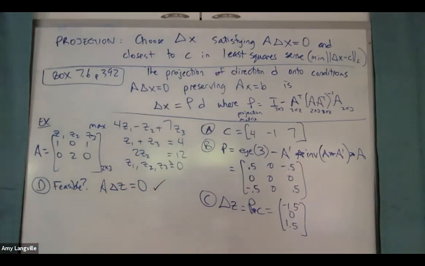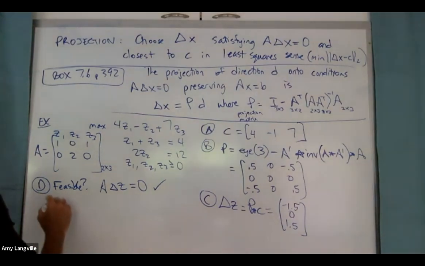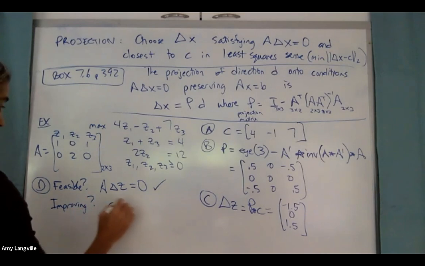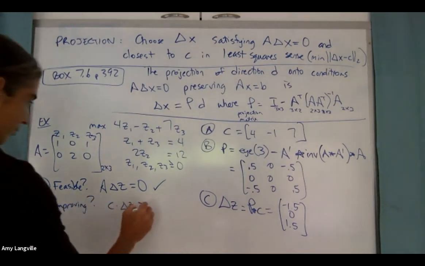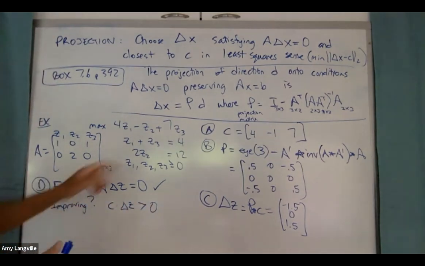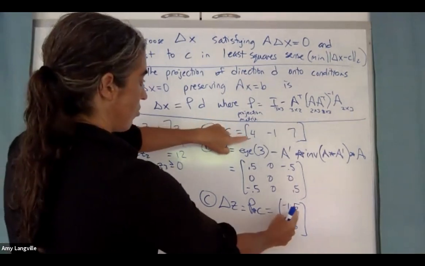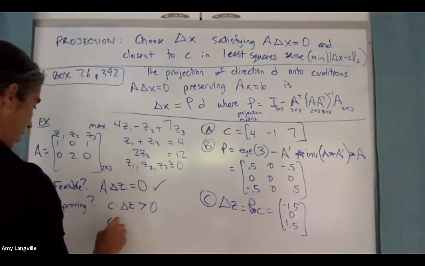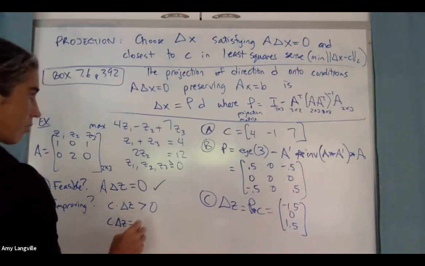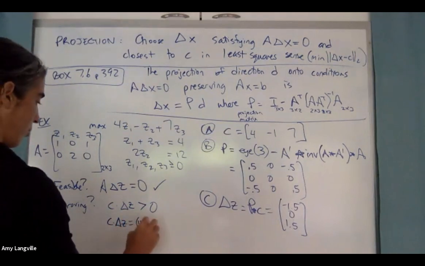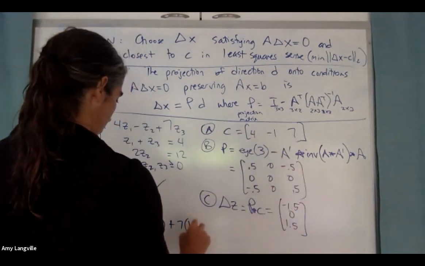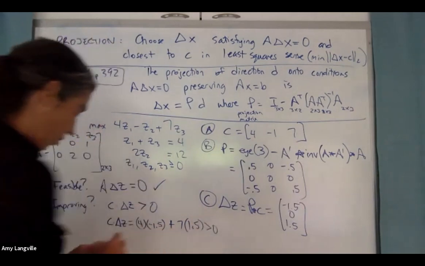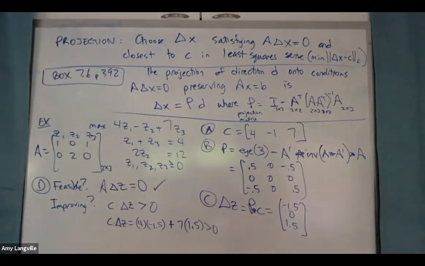And then how do you show it's improving? If C times delta Z is greater than 0, because we have a max, right? And here's our C, here's our delta Z. So we'll have C times delta Z is negative 4 times negative 1.5 plus 0 plus 7 times 1.5, which is clearly bigger than 0. I don't know the decimal. So it's improving.